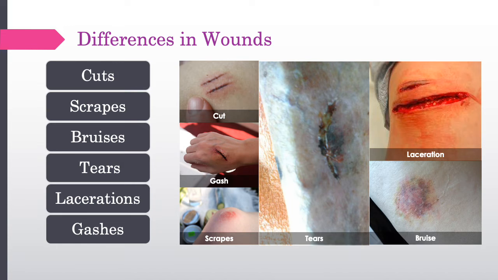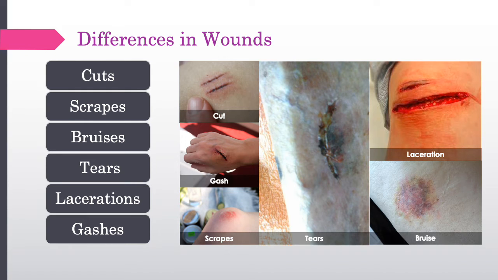There may be a scab that forms. Once this occurs, do not reapply a bandage. Let it heal on its own. Also, do not pick at the scab. This will reopen the wound. And always check for signs and symptoms of infection.